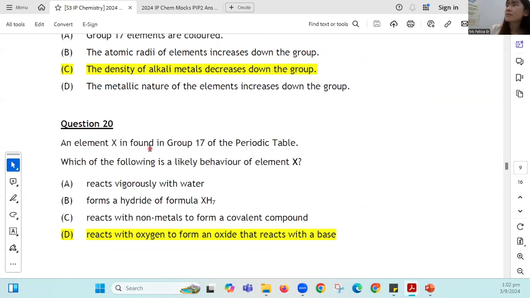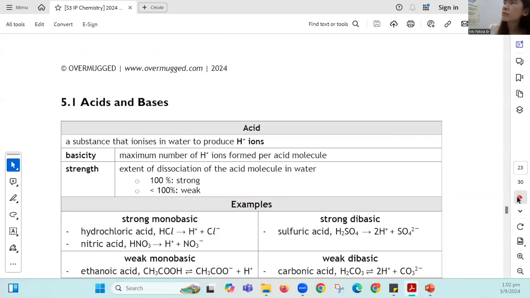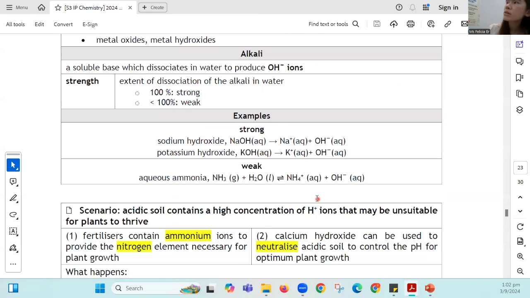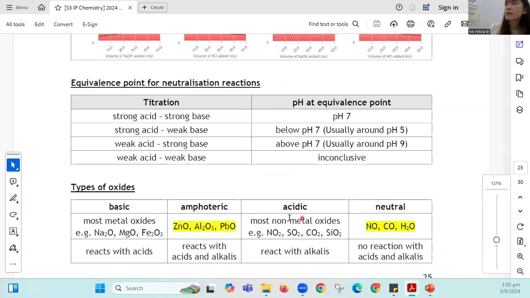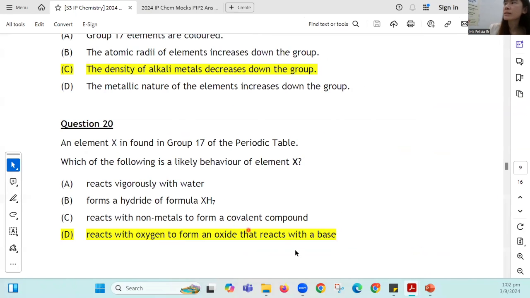Okay, so they said that element X is found in group 17 of the periodic table. What is the likely behavior? So they say that it can react with oxygen to form an oxide which reacts with a base. So they are trying to say that group 17 is non-metal. So non-metal with oxygen, isn't that a non-metal oxide? So based on the notes, let me show it to you. Just now we mentioned, right? Non-metal oxide. Where's non-metal oxide? Hold on, let me try to find. Don't know which page it is. Let me make it smaller. Yeah, over here. Non-metal oxide. Then remember, non-metal oxides are acidic. So that's why in this case, if it's acidic, it will react with a base. So you can write down that group 17 is non-metal. So non-metal oxides are acidic. That's why it will react with base.